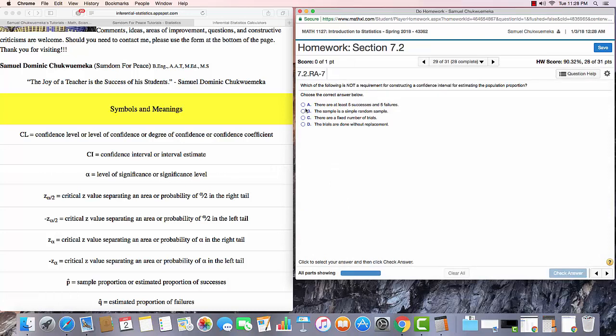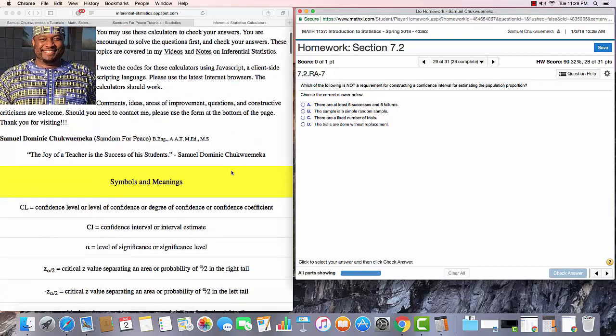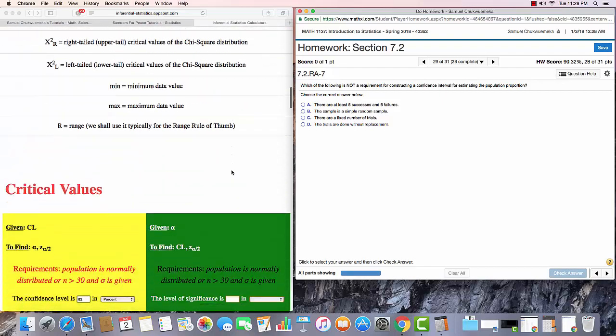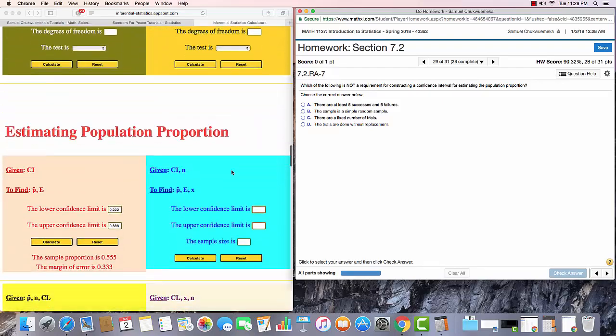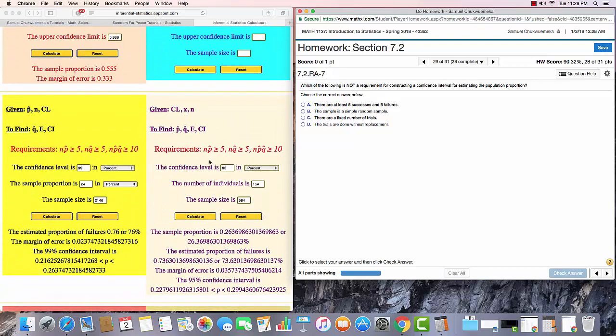Question 29. Which of the following is not a requirement for constructing a confidence interval for estimating the population proportion? I think I listed the requirements here. In the notes, I listed the requirements. There are at least 5 successes and 5 failures. That is right. Sample is a simple random sample. Correct. Fixed number of trials. Correct. Trials are done without replacement. No. Okay.